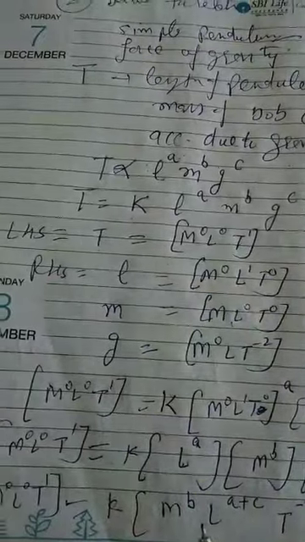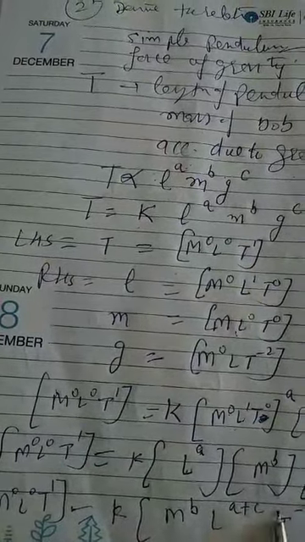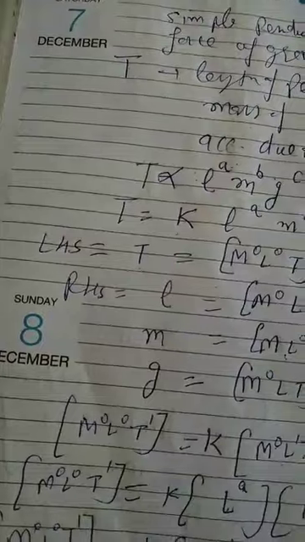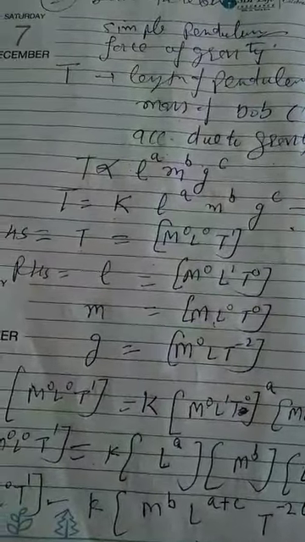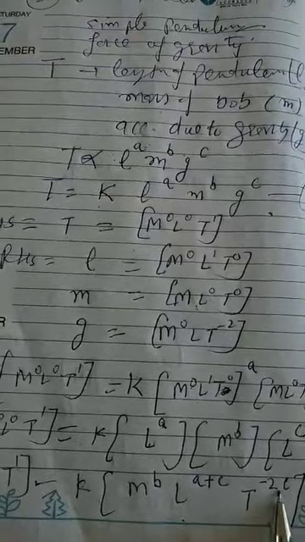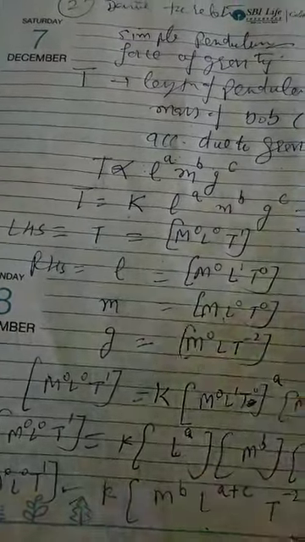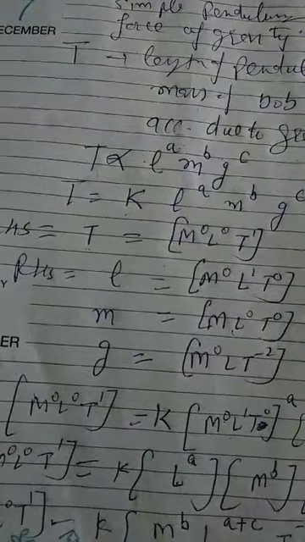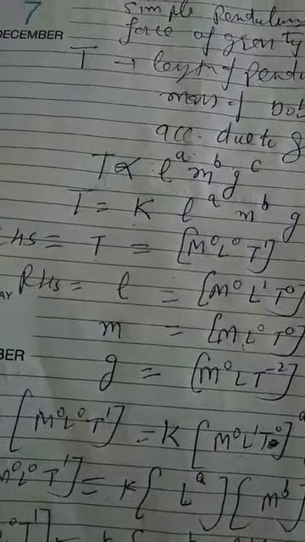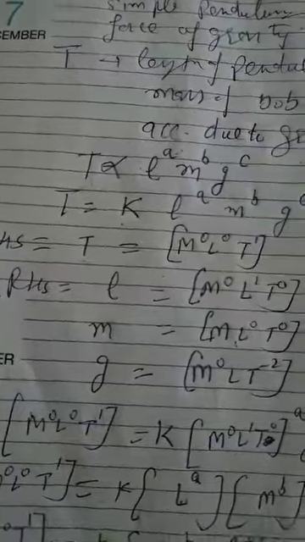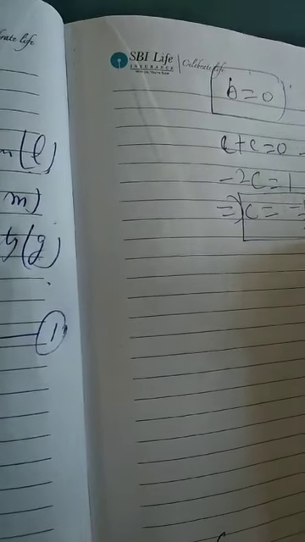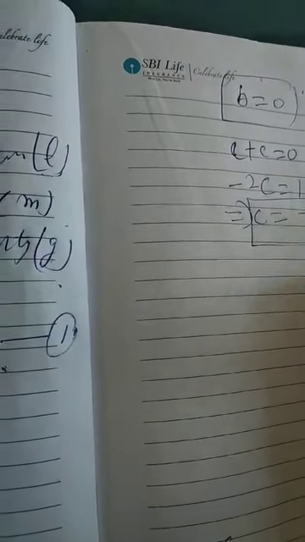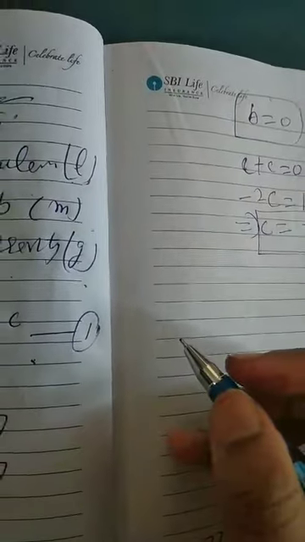Clear? Second term, L raised to power a plus c, here L raised to power 0. So a plus c is equal to 0. And the third term is T raised to power minus 2c, here T raised to power 1. So minus 2c is equal to 1. From here c is equal to minus 1 by 2. Put the value of c here, and we will find a minus 1 by 2 is equal to 0, or a is equal to 1 by 2. All the values a, b, c have been found out.